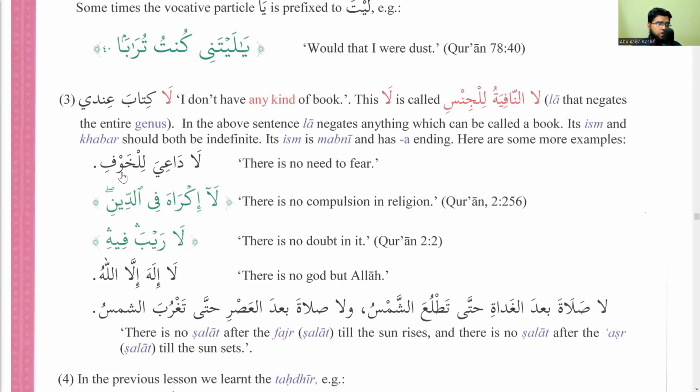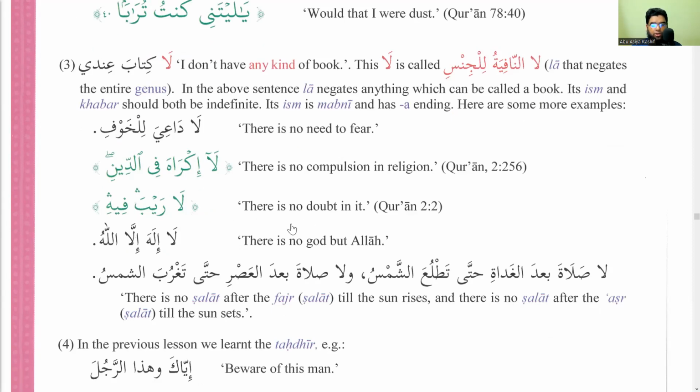There is no need to fear. Da'iya means something which calls. So there's no cause to fear, I mean, there's no need. There's no cause to worry. La ikraha fid din. So you might think, why is this with a fatha? Because it's mabni. You make the following word mabni with a fatha. La raiba fihi. There's no doubt in it. La ilaha illallah. There's no God but Allah.